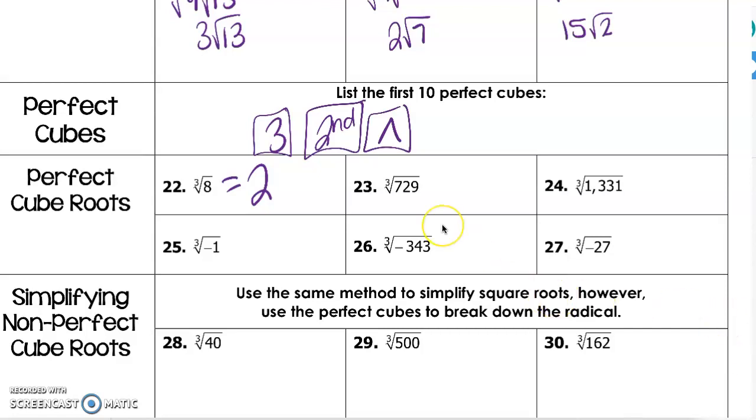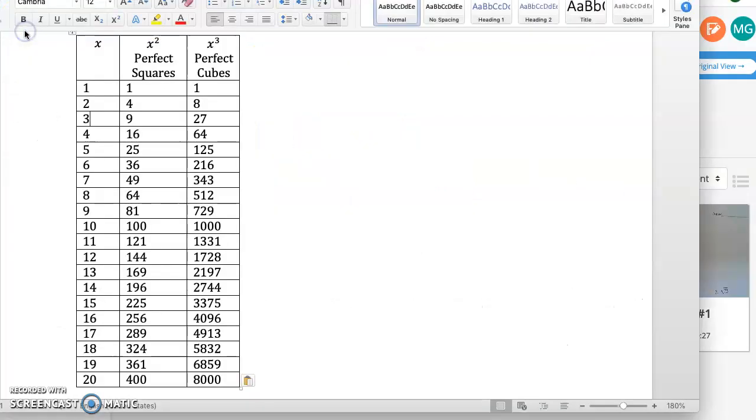So you can do that for 23. 3, second, caret, 729 gives us 9. So the answer for 23 is just 9. Again, if you just want to use your paper, if you know it's a perfect cube, you look, here's 729. So we skip this column and our answer is just 9. Okay, so the cubed root of 729 takes us back to 9.